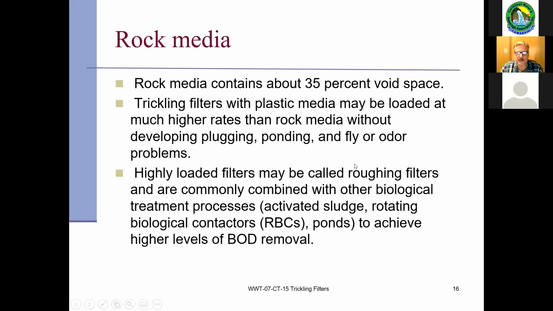So rock media contains about 35% void space. With trickling filters with plastic media, like I said, you're basically increasing that space. You're also increasing the void spaces because those round or rectangular or cylindrical units are not going to line up side by side. They're going to be all mismatched. So you have lots of really good space, and you've increased your biomass area for growth.